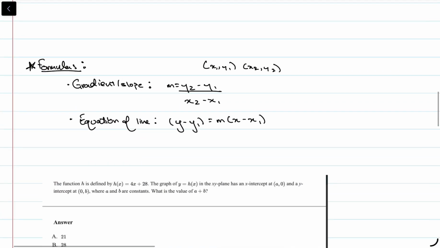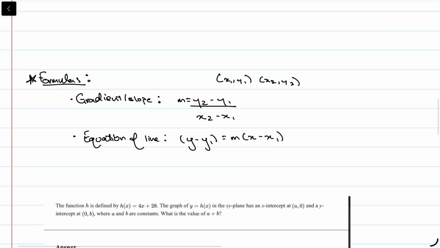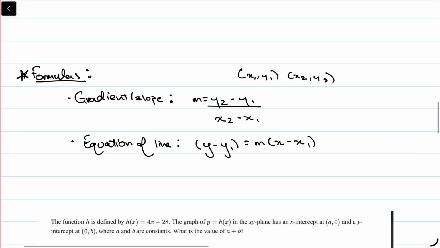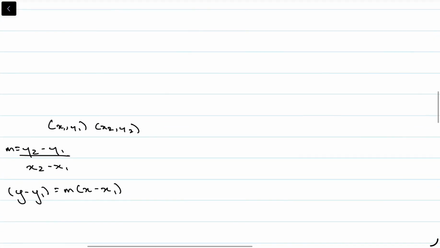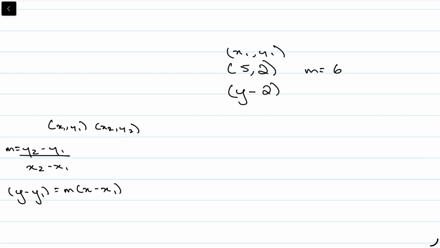Just to recap, these are our important formulas. The formula for gradient, y2 minus y1 upon x2 minus x1. And this is your equation of a line. So if you have a set of coordinates 5 and 2, and your gradient is 6, then you can find the equation of the line by doing y minus y1. This is your x1 and y1. Y minus 2 equals 6 times x minus 5. Y equals 6x minus 30 plus 2. Y equals 6x minus 28.